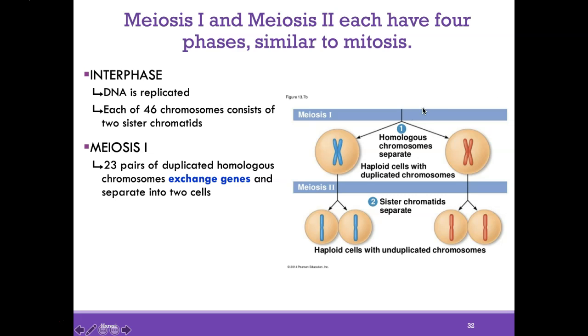In meiosis I, again, bear with me here, we're going to see the 23 pairs of duplicated homologous chromosomes find each other. So chromosome 1 from mom will find chromosome 1 from dad. They're going to line up and exchange genes. So each chromosome will physically align with its homolog, and the homologous pairs will then exchange genes and then separate into 2 separate cells. So that's what happens in meiosis I.